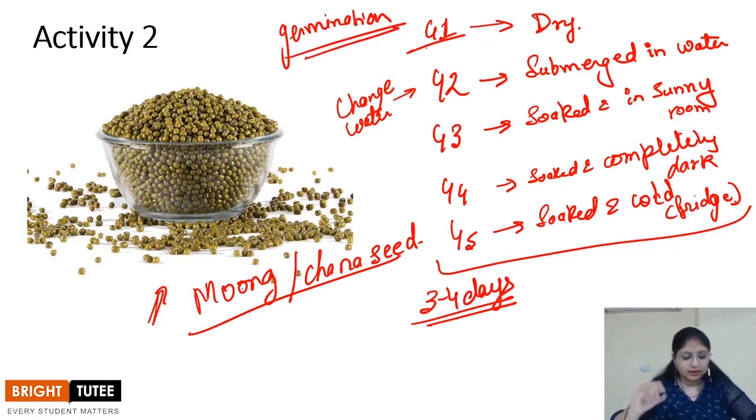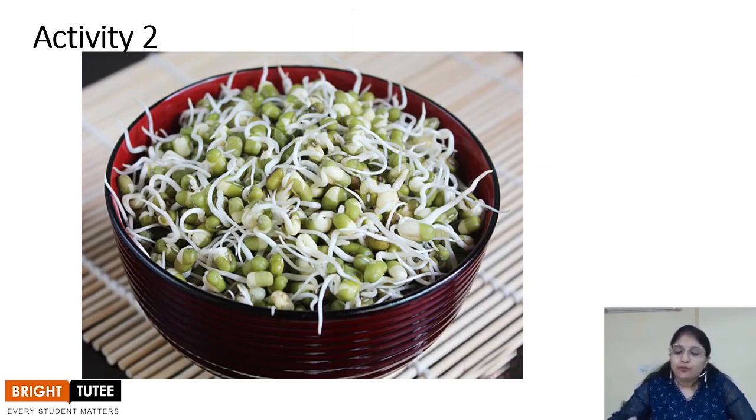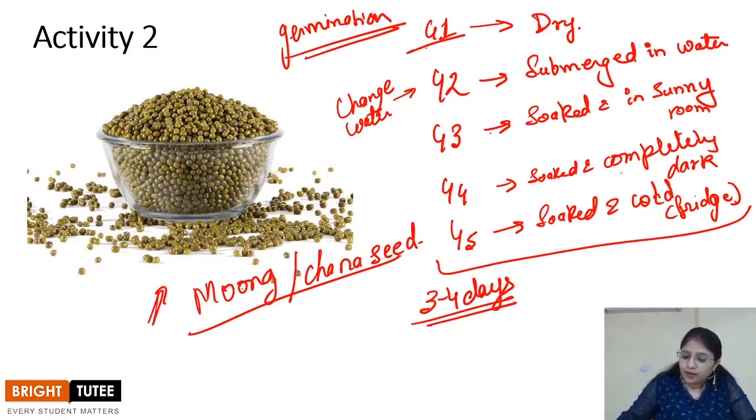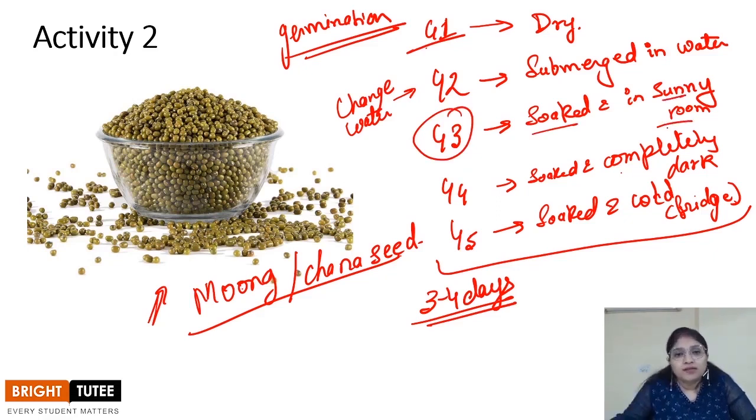It means when the seed is turning into a sprout, right? When the seed starts turning into a sprout, this process is called germination. So we are going to observe where the germination will occur at the fastest pace, and where it will not occur at all. Here you will see that group 3, that is soaked and in a sunny room, will germinate the fastest, right? And so on. Whereas you will see that group 1 does not germinate at all, right?